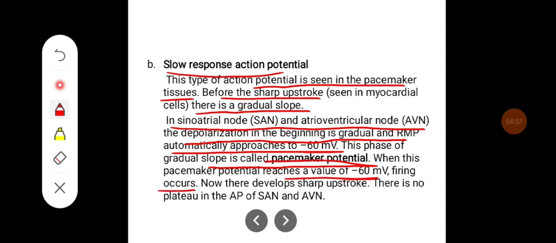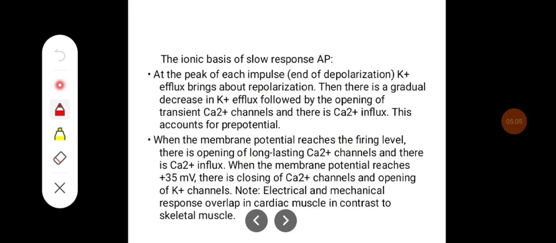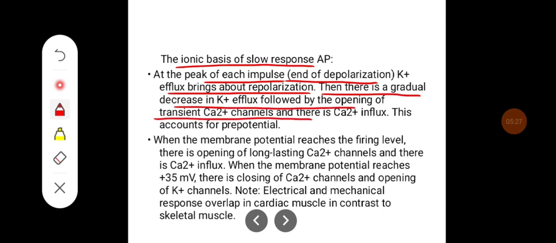Now there develops a sharp upstroke and there is no plateau in action potential of the SA node and AV node. The ionic basis of slow response action potential is that at the peak of each impulse, that is end of the depolarization, potassium efflux begins, and efflux brings about repolarization. Then there is a gradual decrease in potassium efflux followed by the opening of transient calcium channels, and there is calcium influx, and this accounts for prepotential.